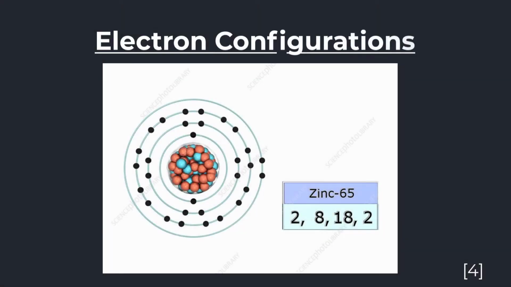To simplify it all down, we can identify the types of atoms and their properties based on knowledge of their electron configurations, or the distributions of their electrons. Here's an example of a multi-electron atom, or an atom with multiple electrons, which we call zinc.